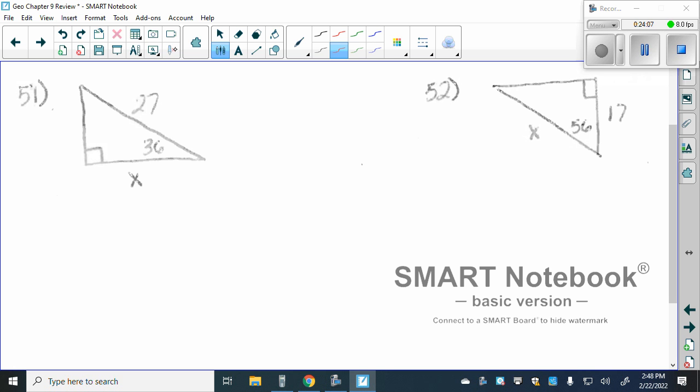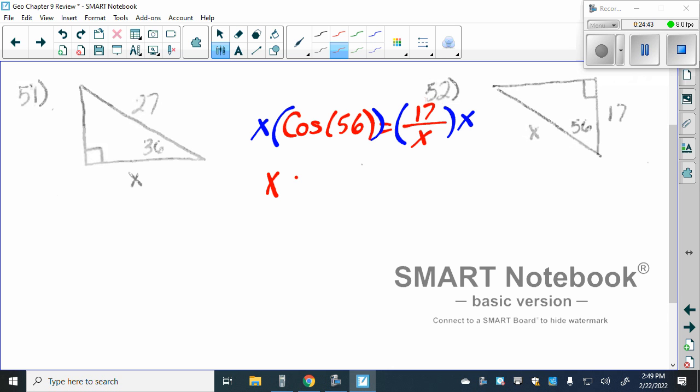Any questions on 52? Because with any of these here, if we multiply or divide, or we multiply by the bottom of the fraction and x isn't by itself, then we have to divide. For 52, we're going to end up using cosine of 56, because they give us the adjacent side of 17, and we're solving for the hypotenuse. So we're still using cosine.